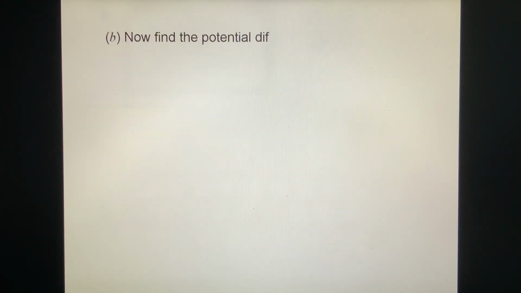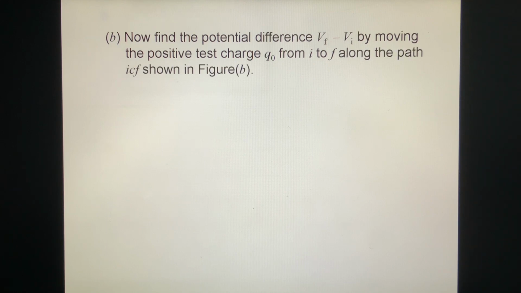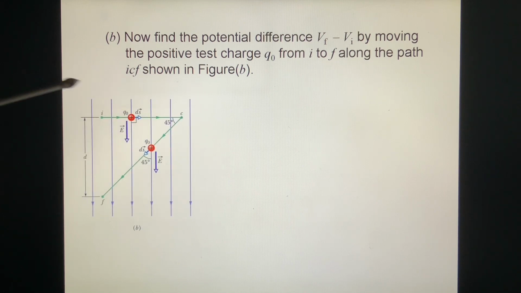Question B. Now find the potential difference V final minus V initial by moving the positive test charge Q0 from I to F along the path ICF shown in the figure. Instead, we go from here to here. It goes from here to here. We say it should be the same because the electric force is a conservative force. The work done by it should not depend on the path. Then we prove it.